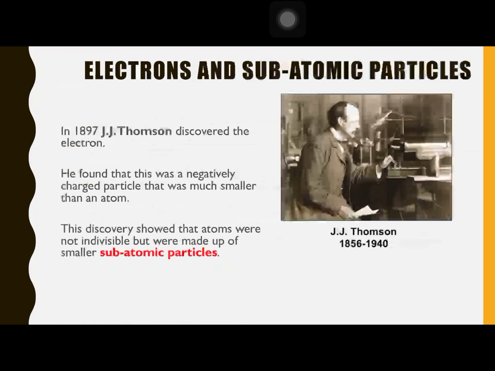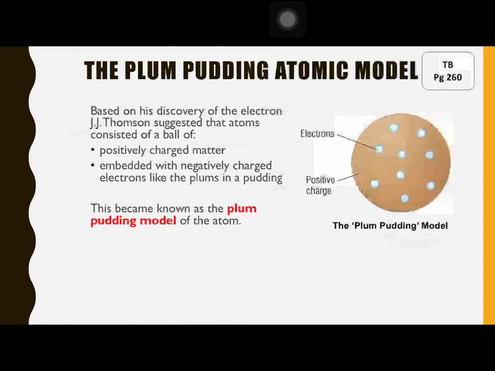Then in 1897, J.J. Thomson, now this discovery was important, he discovered the electron. He found that it was negatively charged and it was much smaller than the atom. So this discovery showed that atoms were not indivisible, they were made out of smaller subatomic particles. Based on his discovery, he suggested that atoms are made up of a ball of positively charged matter embedded with negatively charged electrons, a lot like plums in a pudding. For us, it would be like chocolate chips in a cookie, right? So this is known as the plum pudding model.